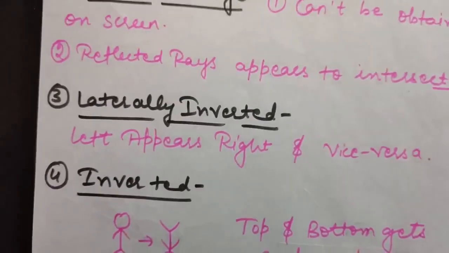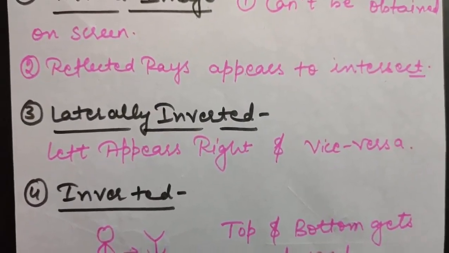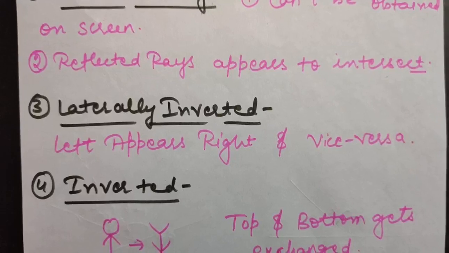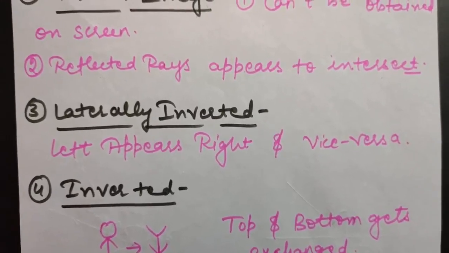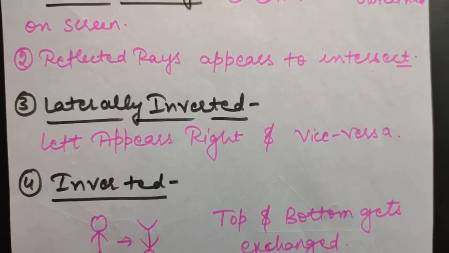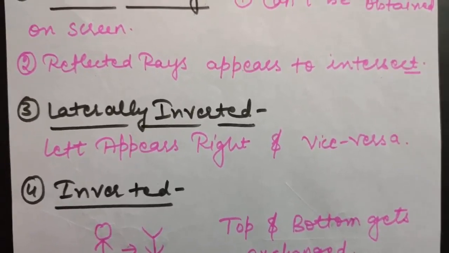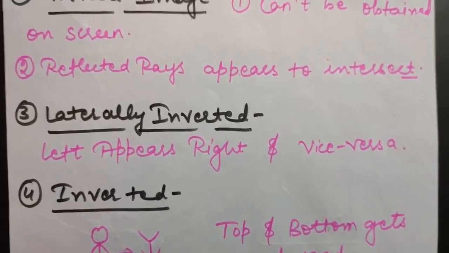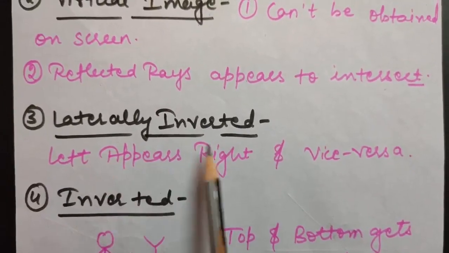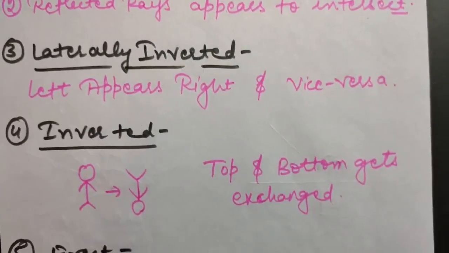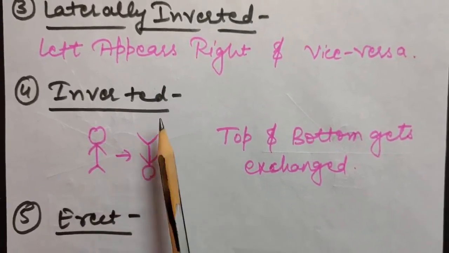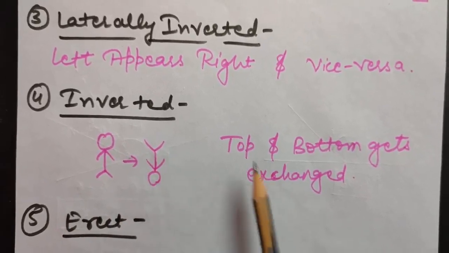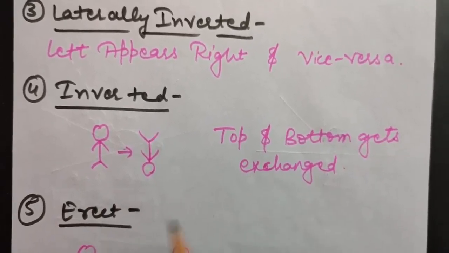Next is the laterally inverted image. By laterally inverted we mean the left side becomes the right side and the right side becomes the left side, as in the case of a plane mirror. For example, at your home we have mirrors, and those mirrors are plane mirrors. When you see your image in those mirrors, your left hand appears to be right and your right appears to be left. That is a laterally inverted image. Next is the inverted image. By inverted image, we mean that the top becomes the bottom and the bottom becomes the top. That is, top and bottom get exchanged in an inverted image.